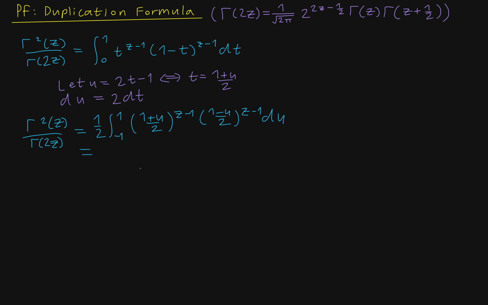2 out. So what we're going to get is 1 over 2 to the 2z minus 1 times the integral from -1 to 1, and then the 1 plus u over 2 and the 1 minus u over 2 to the z minus 1, we're just going to get (1 minus u squared) to the z minus 1 du.